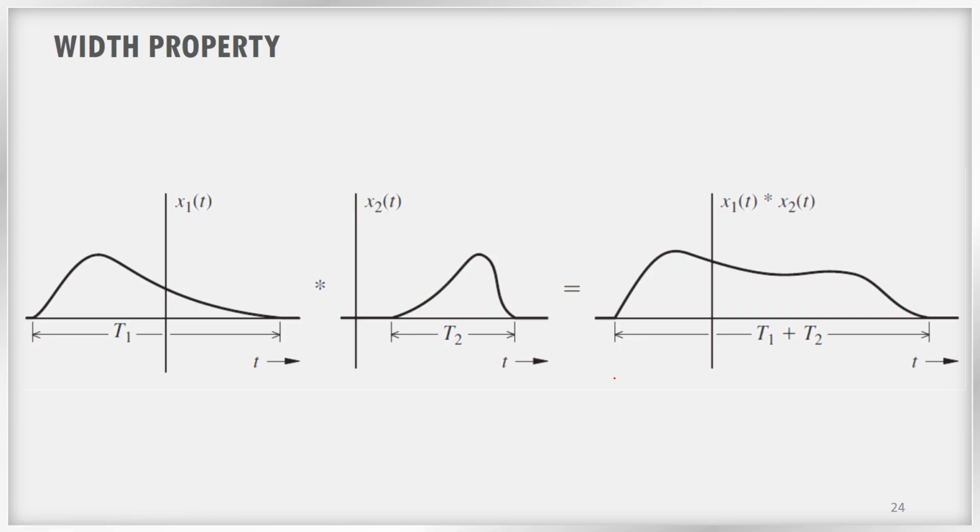Now coming to the last property, which is known as the width property. The width property says that if x1 of t has a width of t1, and x2 of t has a width of t2, then the convolution of x1 of t and x2 of t will give a signal whose width is t1 plus t2. So the convolved output signal will have a width equal to t1 plus t2. That is the basic idea of the width property.